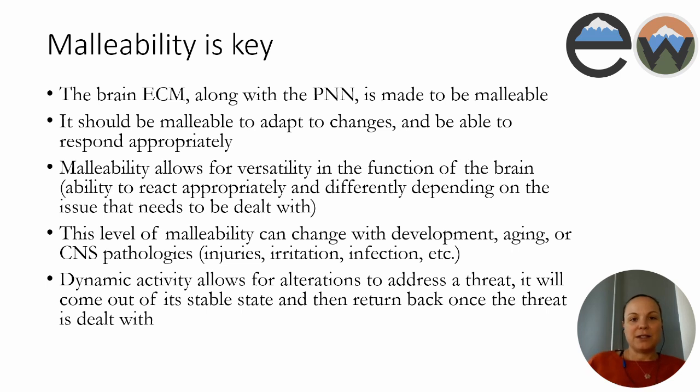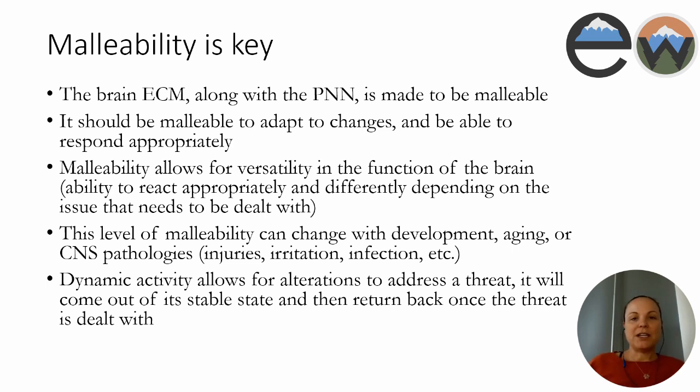So the malleability is what's key, right? So the brain's extracellular matrix and the perineural networks are made to be malleable, like so much of the rest of our systems in our body, that they are dormant and they are not doing anything when they're just supposed to be stable and maintaining balance. When we need them, they turn on. When we don't need them anymore, they turn off. They need to be able to adapt to changes and respond appropriately, right? This is what allows for versatility within the function of the brain. So the ability to react appropriately and differently depending on the issue that needs to be dealt with, right? It's got lots of different responses to choose from, okay?